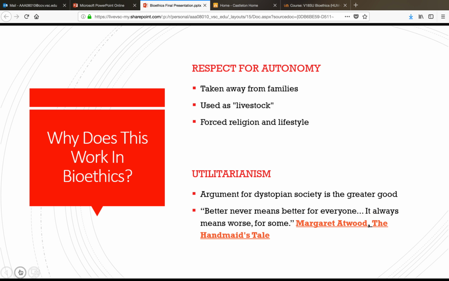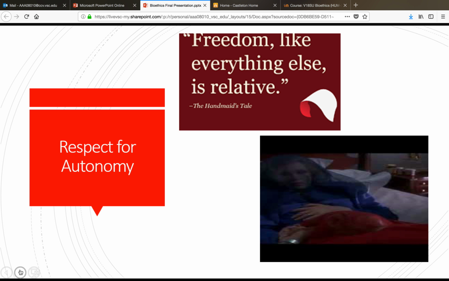So this works in bioethics because we can talk a little bit about the respect for autonomy of the handmaids and a little bit about the utilitarianism of it. And within the utilitarianism, I'm also going to speak a little bit about personhood and how they use that to justify what they're doing. So, respect for autonomy.